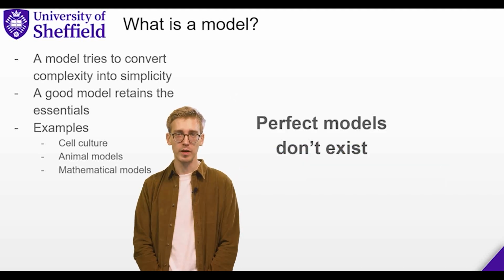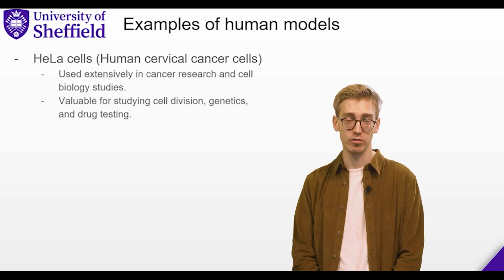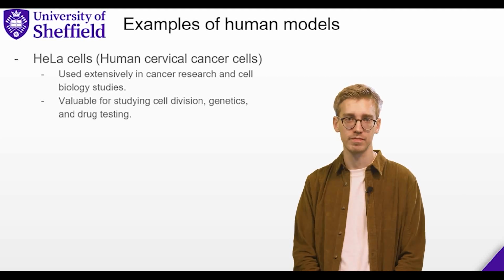One important thing to remember about models is that a perfect model doesn't really exist. What I mean by this is that by simplifying the model, some contextual information will always be lost, and it is up to the scientist to decide which of the information is most relevant to their hypothesis.